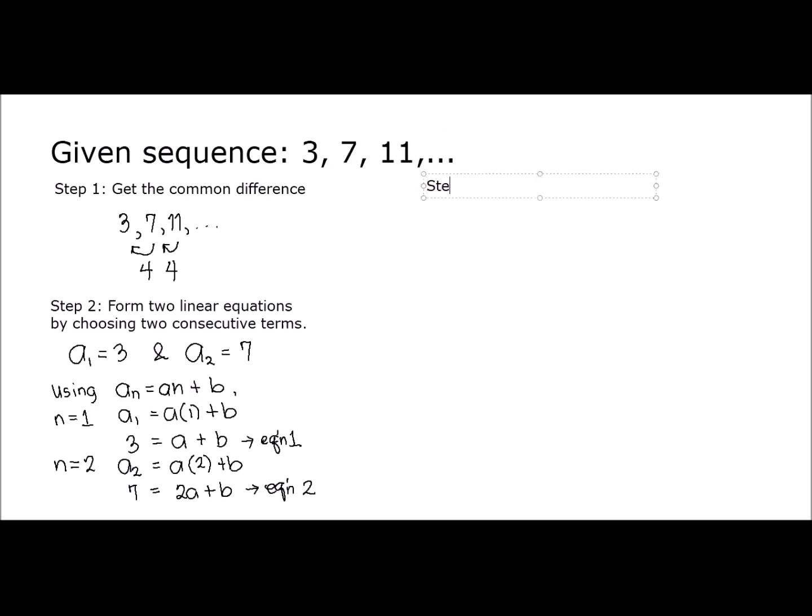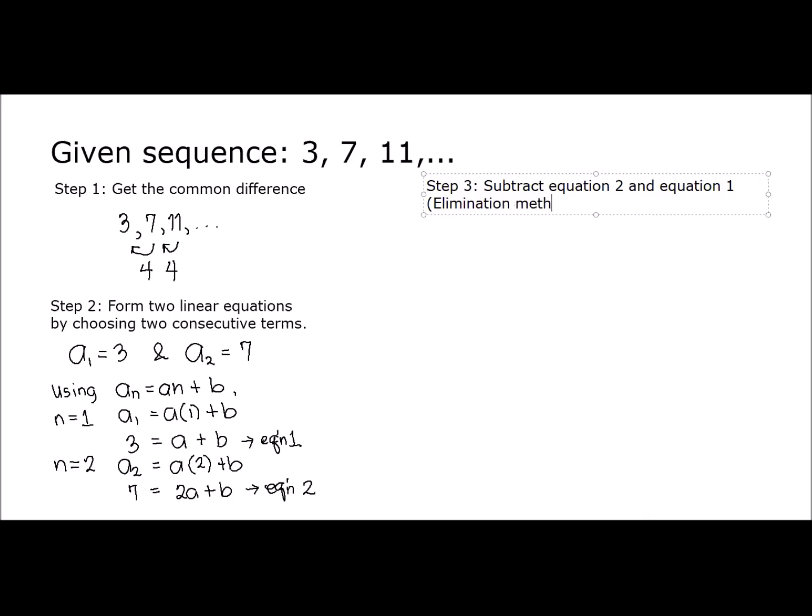For the step 3, recall your grade 8, which is the elimination method. What does it mean? We need to subtract the 2 equations in order for us to get the missing values. So our goal for this method is to get the values of a and b. So one way is we need to use the elimination method. So I'm going to show you how to use this method.